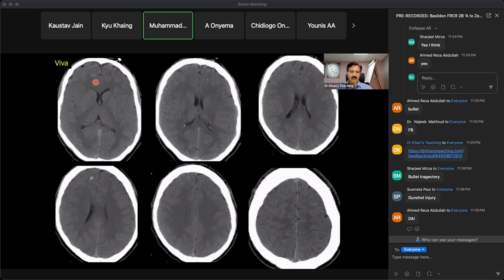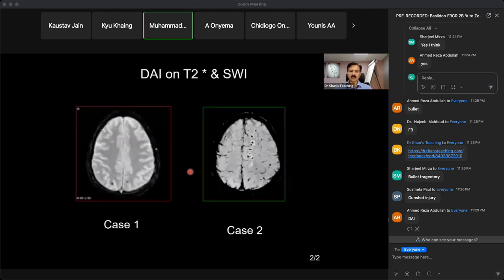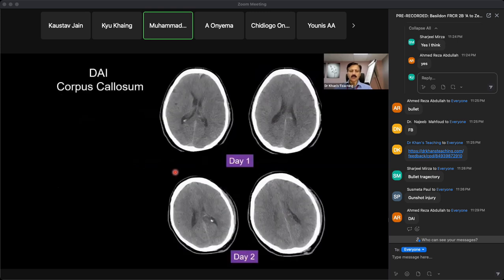So this is gray, white matter junction. The gray white matter junction was normal, but on a FLAIR sequence, you can see some high signal. But the king sequence, as I told you, is a T2 weighted or a SWI sequence, which will show these microhemorrhages. So microhemorrhages on MR, from your book.